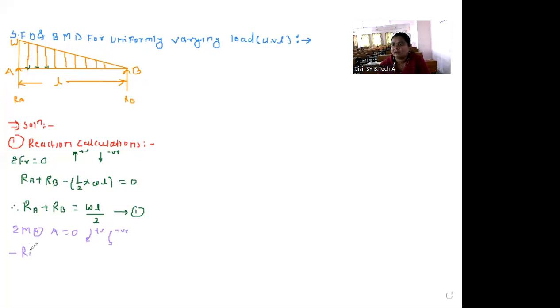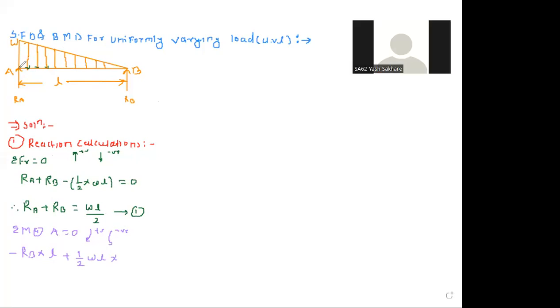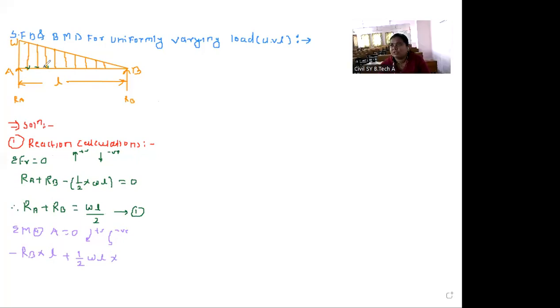So minus RB into the perpendicular distance, which is L. After that, next, this load creates a clockwise moment towards A. First we take the load and then multiply by the distance. The load means the area of this triangle, which is 1/2 into WL, and it will act at its CG. Considering from point A, it will act at 1/3, so L by 3.